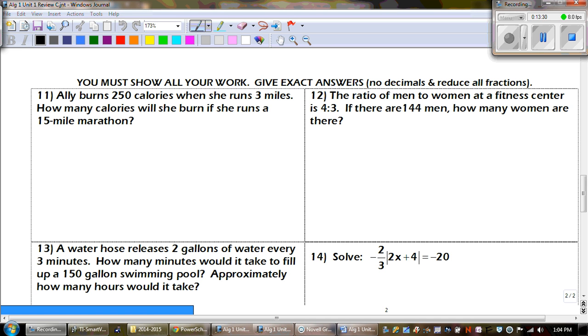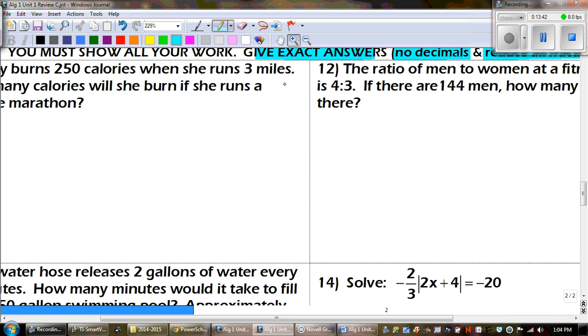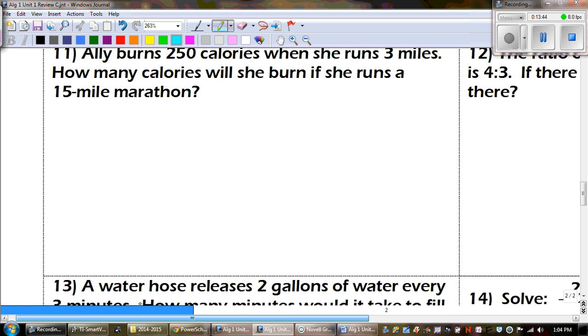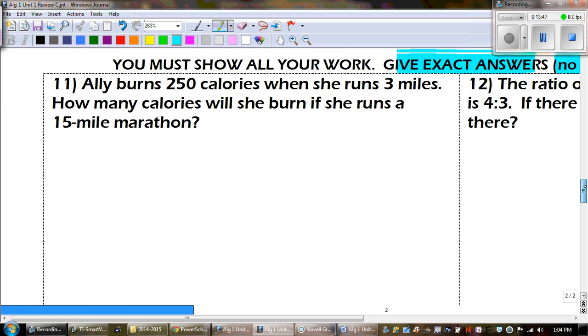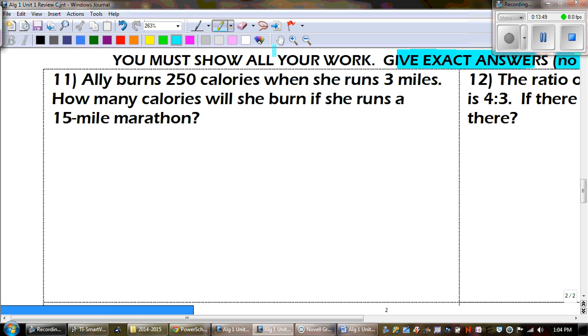Okay, I'm back and we're on the backside now. So the backside says you must show all of your work and to give exact answers, no decimals, and reduce all of your fractions. So let's look at problem 11. It says Allie burns 250 calories when she runs 3 miles. How many calories will she burn if she runs a 15-mile marathon?